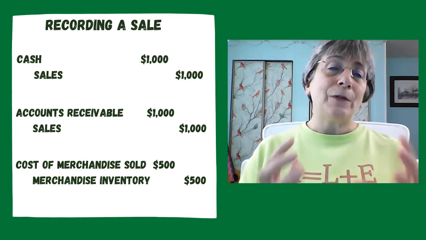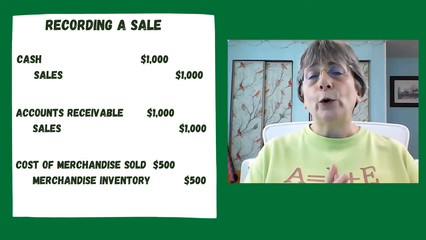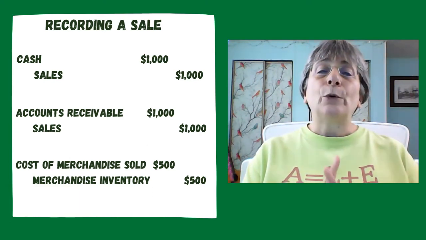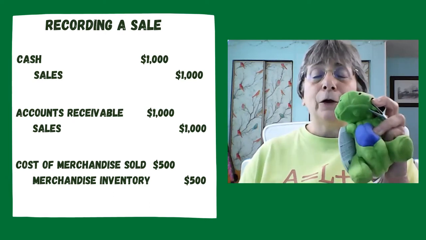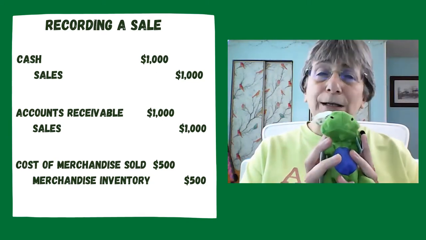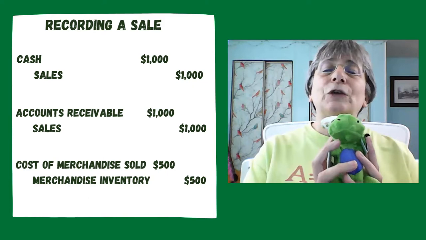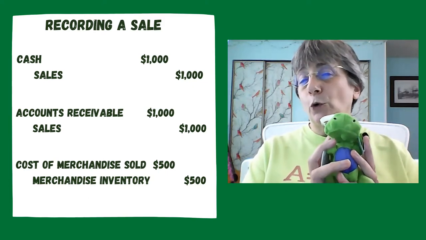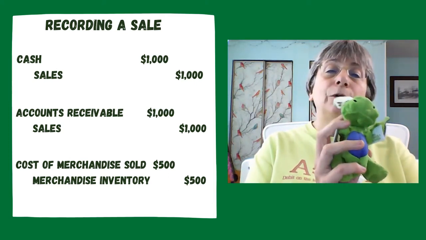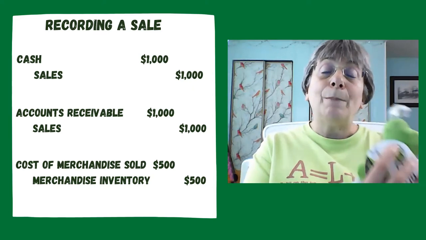At the same time that that sales transaction happens, we want to have a recording of the cost that goes with that sale. So if we sell a $10 stuffy and we paid $5 for it, we're going to say debit cash for $10, credit revenue for $10, and then we're going to say debit cost of merchandise sold or cost of goods sold, and we're going to credit our inventory account.